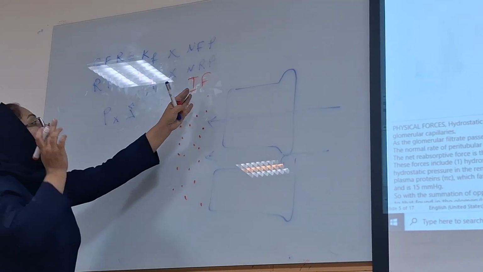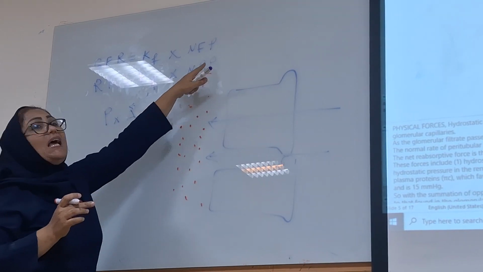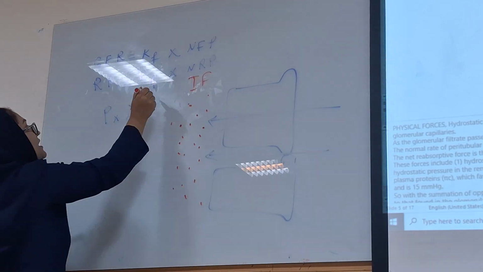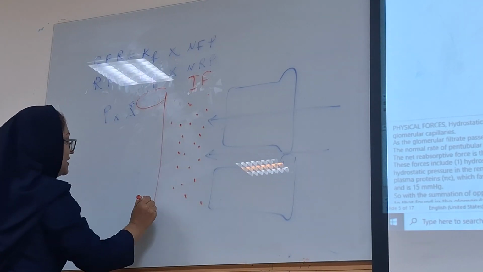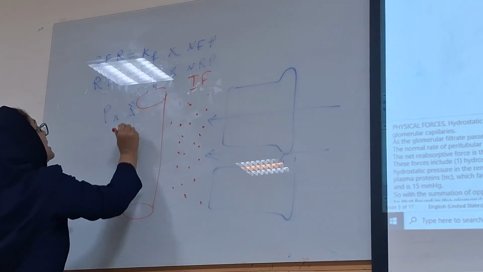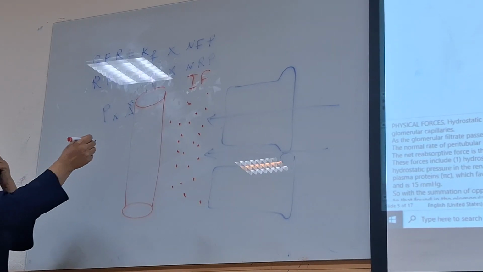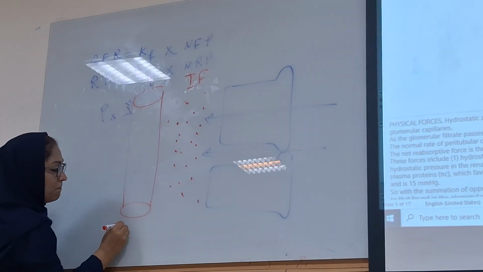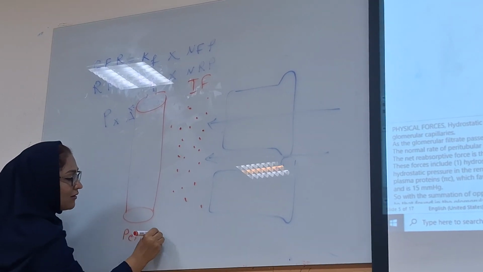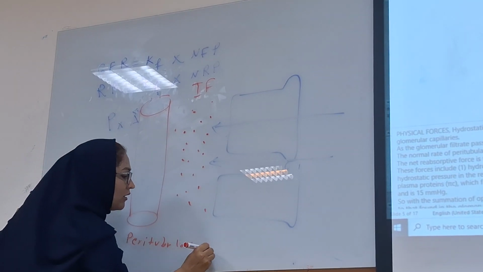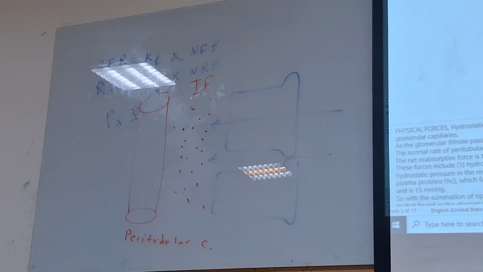Now we are going to talk about net reabsorption pressure, the pressures which are important in determining the reabsorption rate. Here you can see the peritubular capillary.